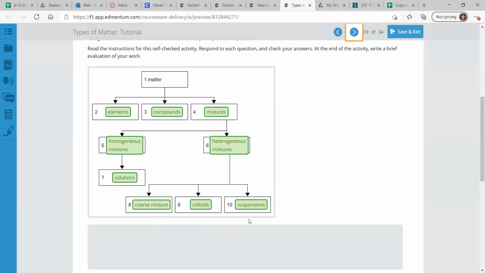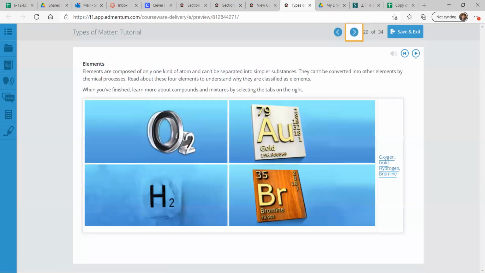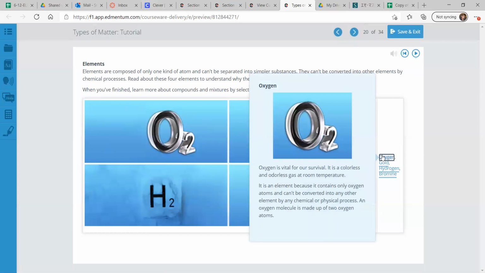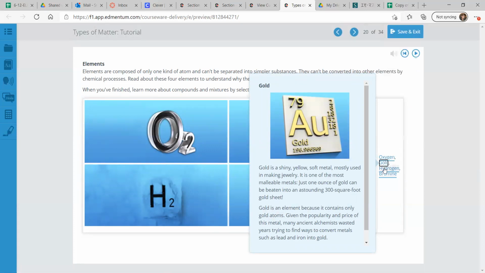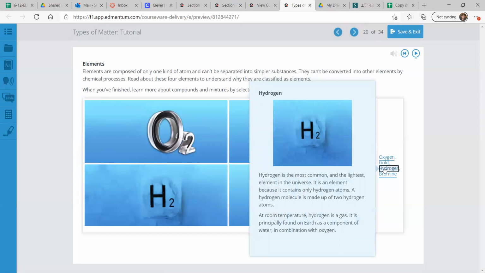Suspensions, larger particles in a medium that eventually settle down. Okay. These are four examples of elements. So we have oxygen, gold, hydrogen, bromine. You can read about each component here. I'll leave it up for a few seconds. You can pause the video to look at these descriptions.